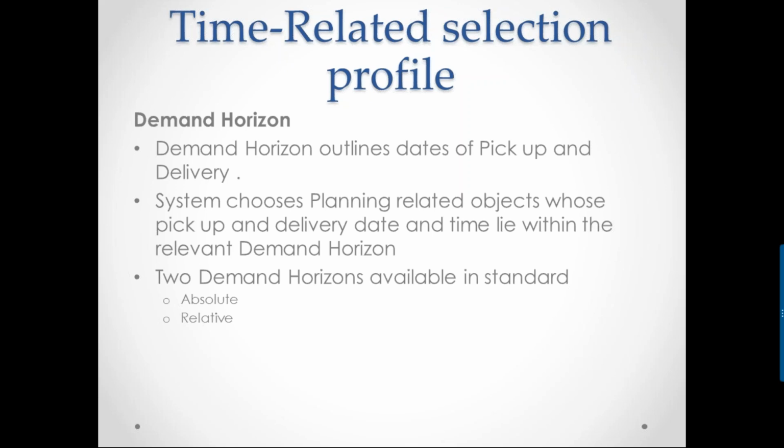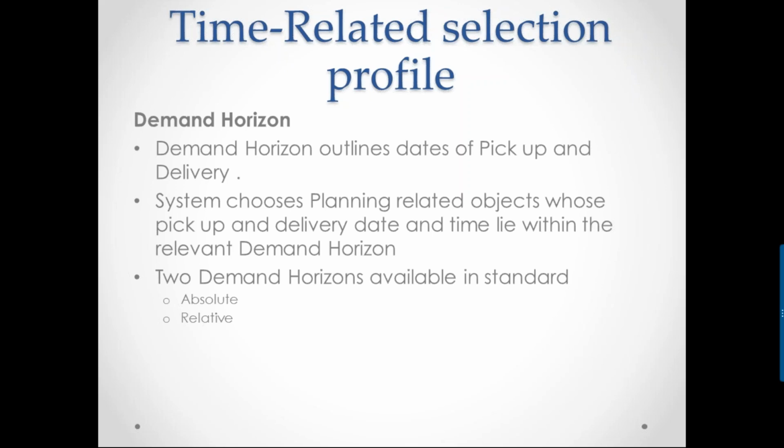So the system chooses planning related objects whose pickup and delivery date and timeline are within the relevant demand horizon. So this is what I told in the example. Okay, good. There are two demand horizons, one is absolute and one is relative. So what is absolute and what is relative? Absolute is just you have to enter the dates, like starting from June 1st till June 31st. That is absolute.